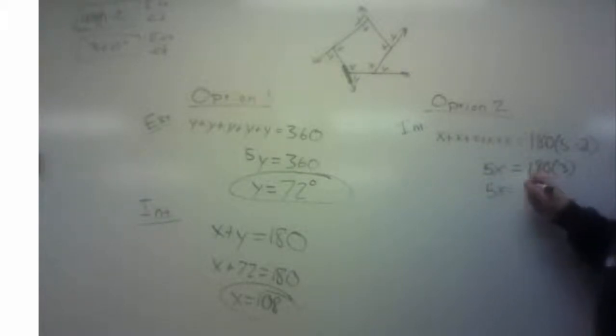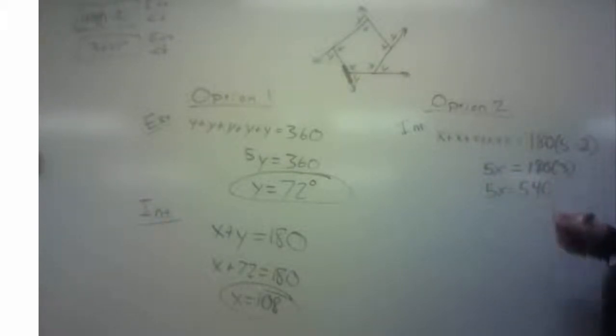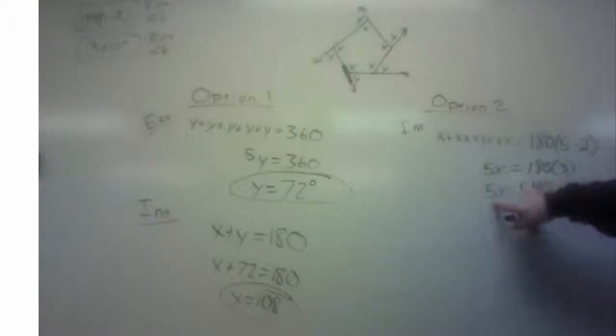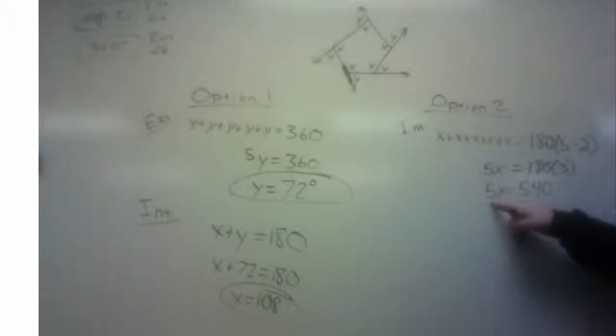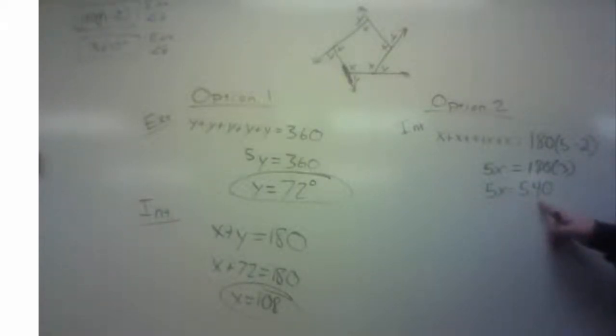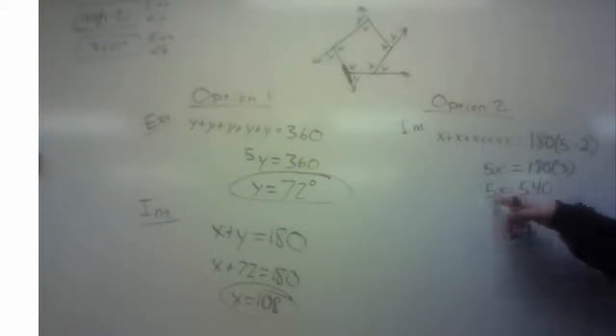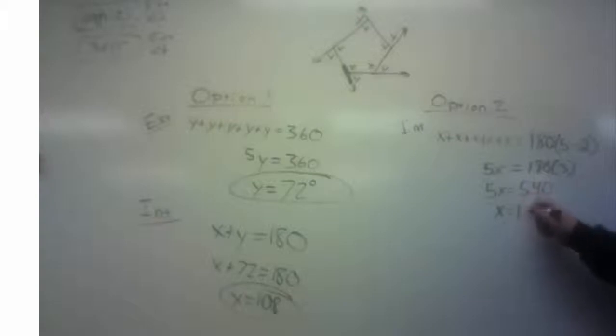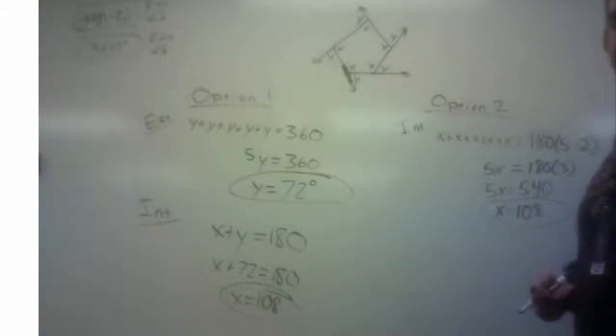5x equals 540. And now I look. Number of angles, or number of sides, the sum of the interior angles. Take the sum of the interior angles, divide by the number of sides, and that's what I will get for each angle, 108. So I just found the measure of each interior angle.